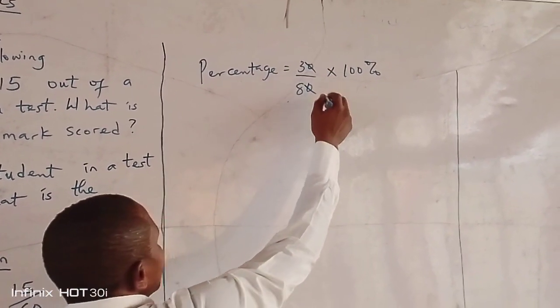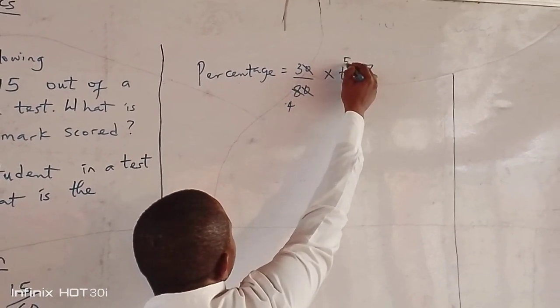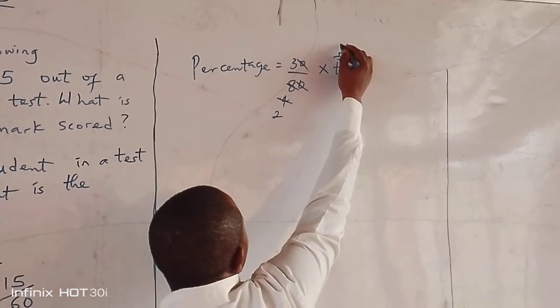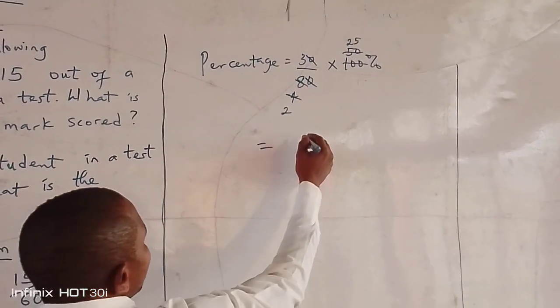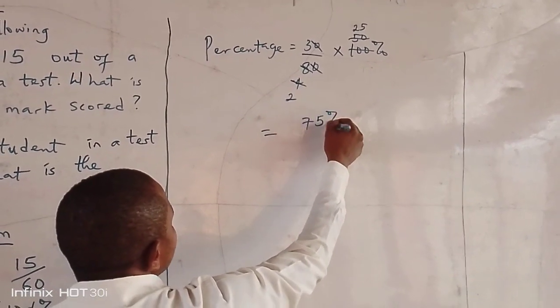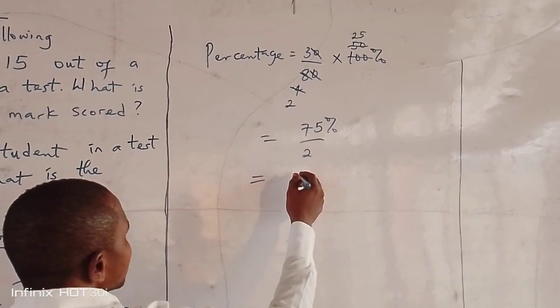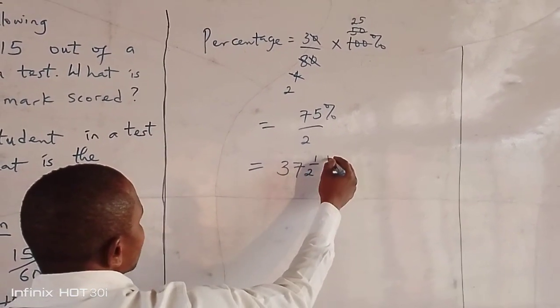0 will eliminate 0 here. 2 here 4, 2 here 50. 2 in 4 will give us 2, and 2 in 50 will give us 25. So by the time you multiply 3 times 25, you will have 75% over 2. So how many times will 2 go into 75? That will be 37, whole number, 1 over 2%.